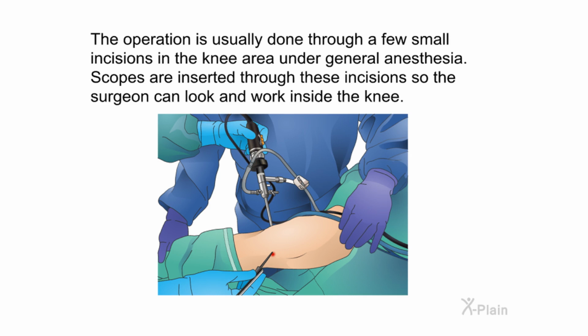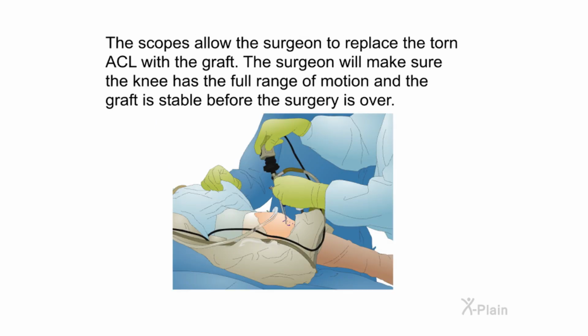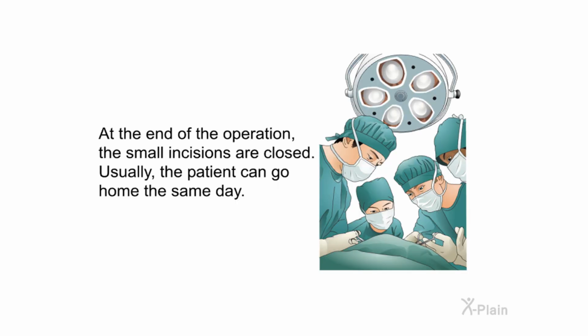The operation is usually done through a few small incisions in the knee area under general anesthesia. Scopes are inserted through these incisions so the surgeon can look and work inside the knee. The scopes allow the surgeon to replace the torn ACL with the graft. The surgeon will make sure the knee has the full range of motion and the graft is stable before the surgery is over. At the end of the operation, the small incisions are closed. Usually, the patient can go home the same day.